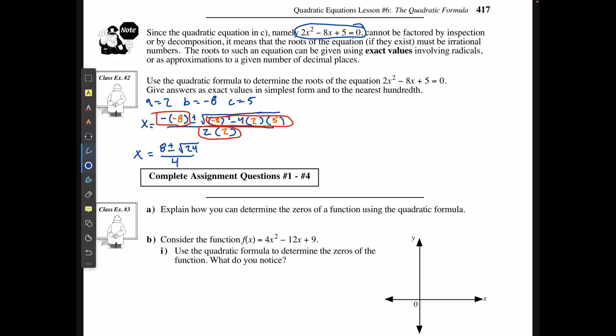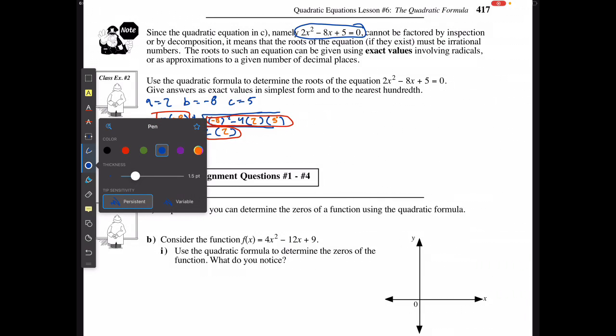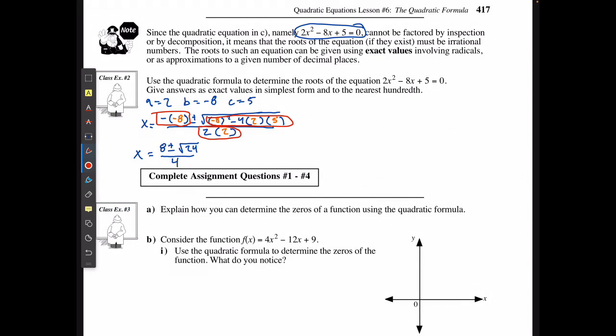Now at this point, and this is where our radicals become important, I need to be able to simplify my radical. 24 is not a perfect square, but I can simplify the radical. You can do this two ways. You could either say that the square root of 24 is equal to, and then figure out what perfect squares you can divide 24 by. Square root of 4 times square root of 6, which means that root 24 would equal 2 root 6.